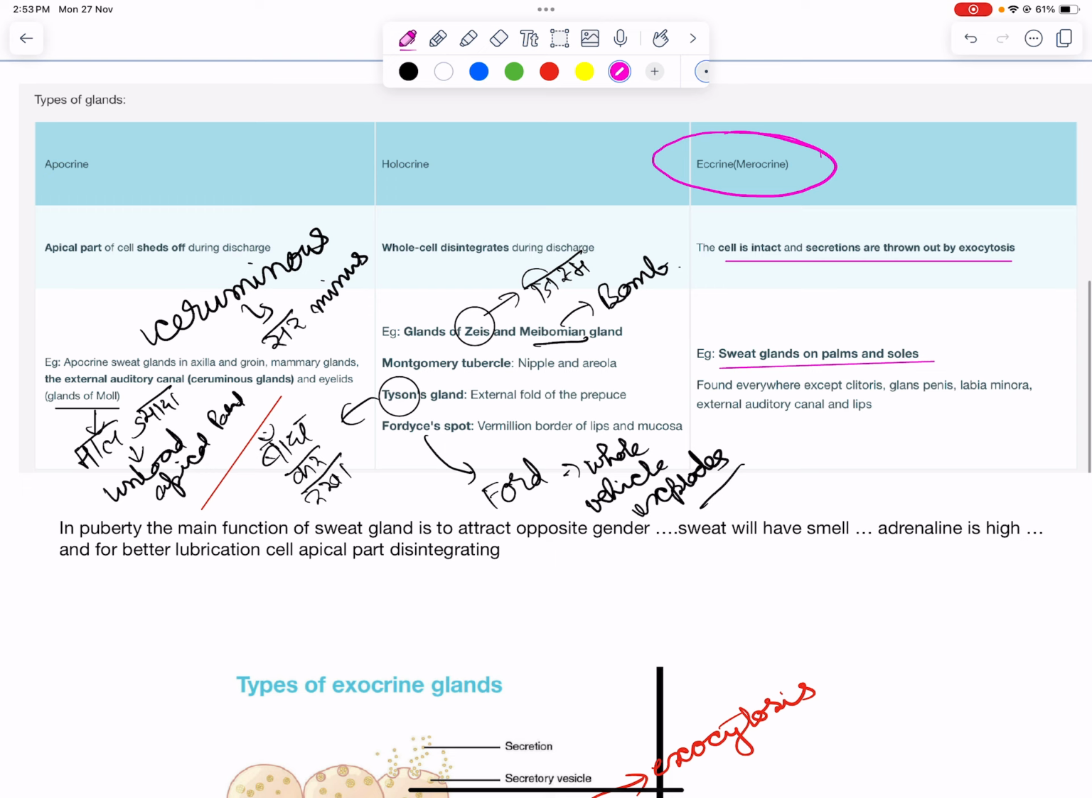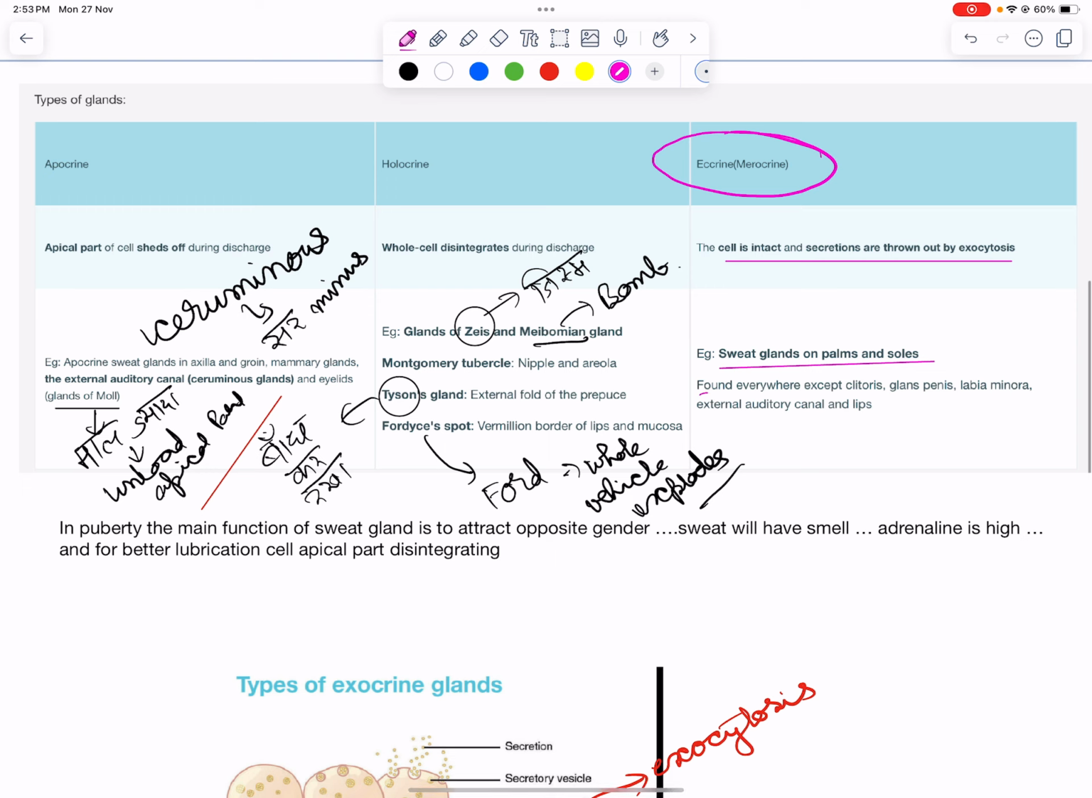then in no case would they have formed such a hard surface for palms and soles. Palms and soles are so thick because they are only releasing their fluid. They are not secreting any part of the cell. So therefore sweat glands on palms and soles are merocrine.